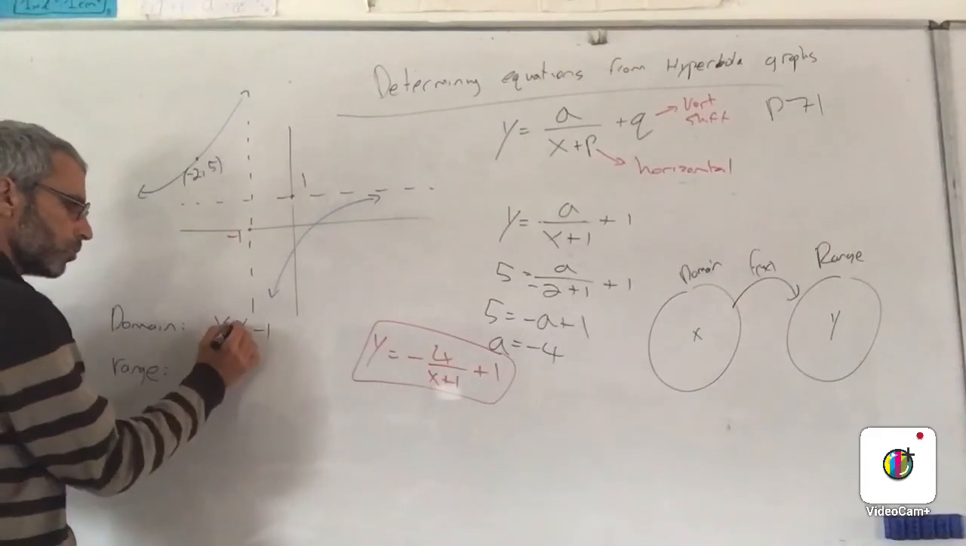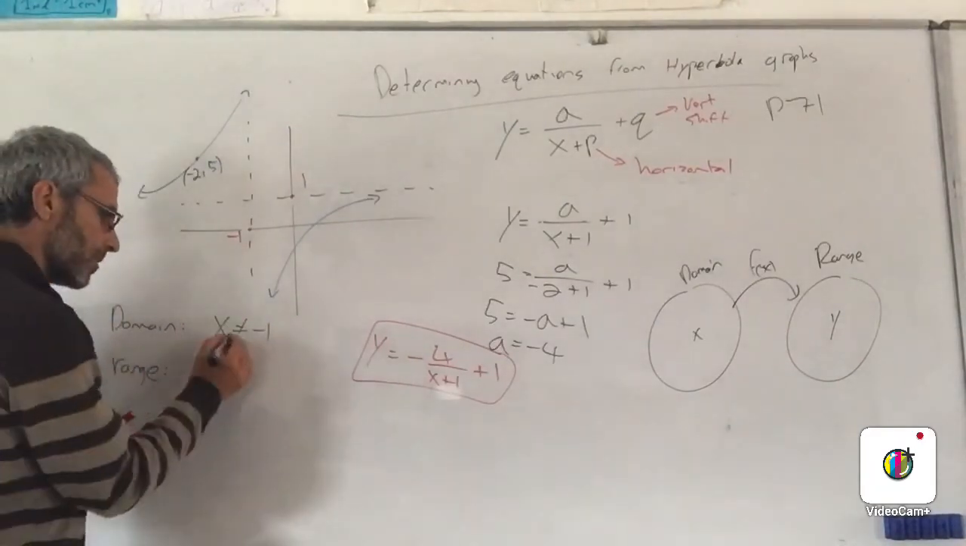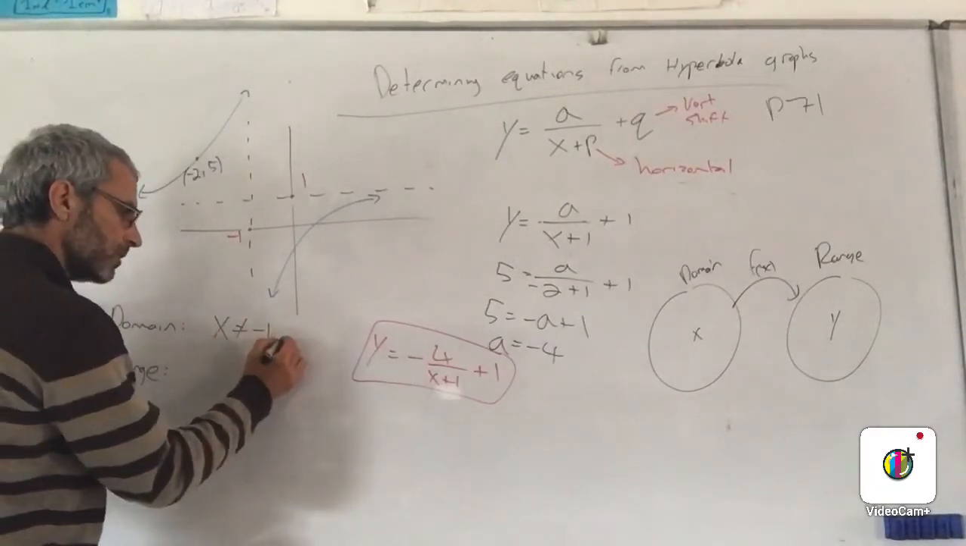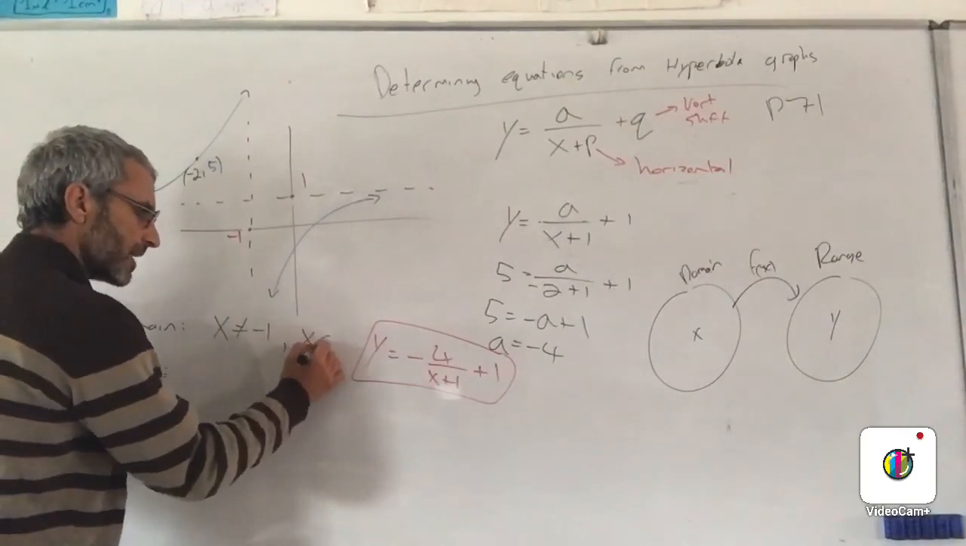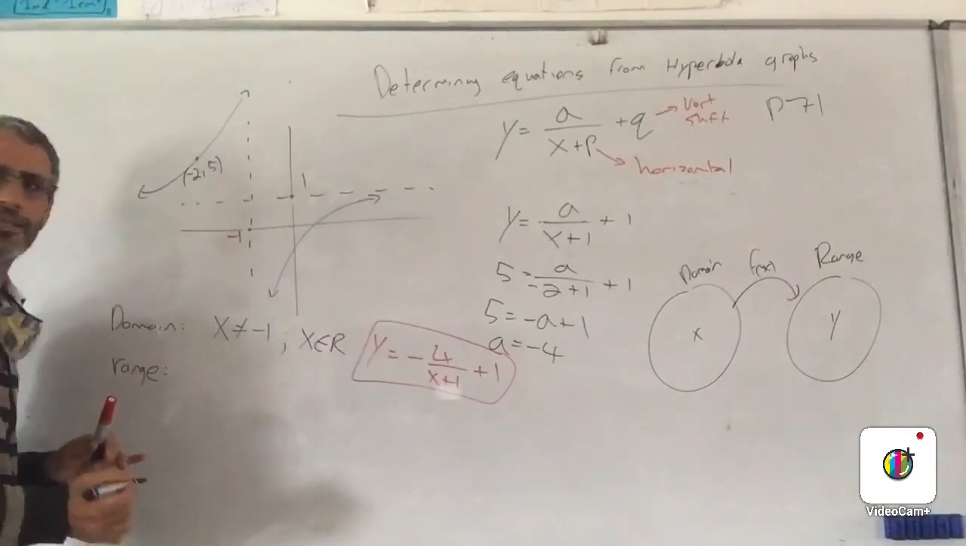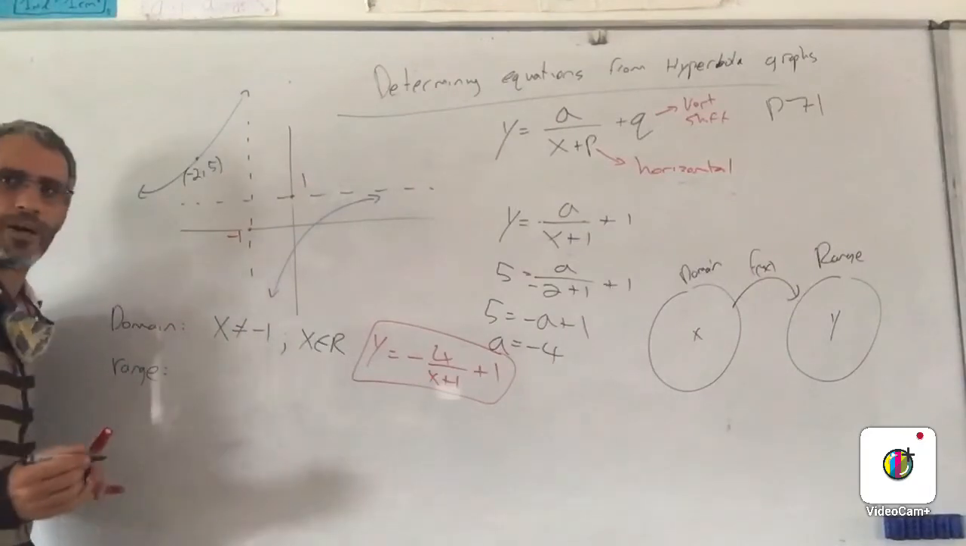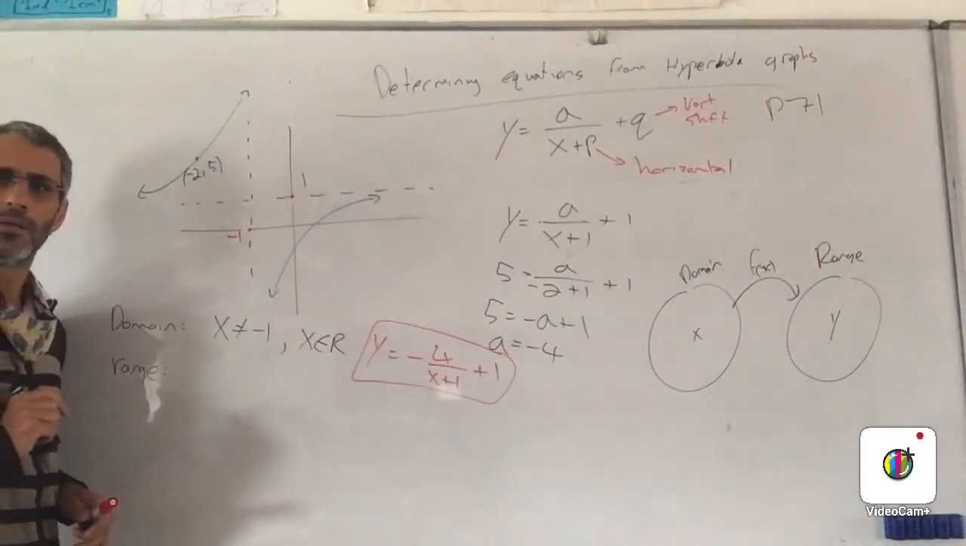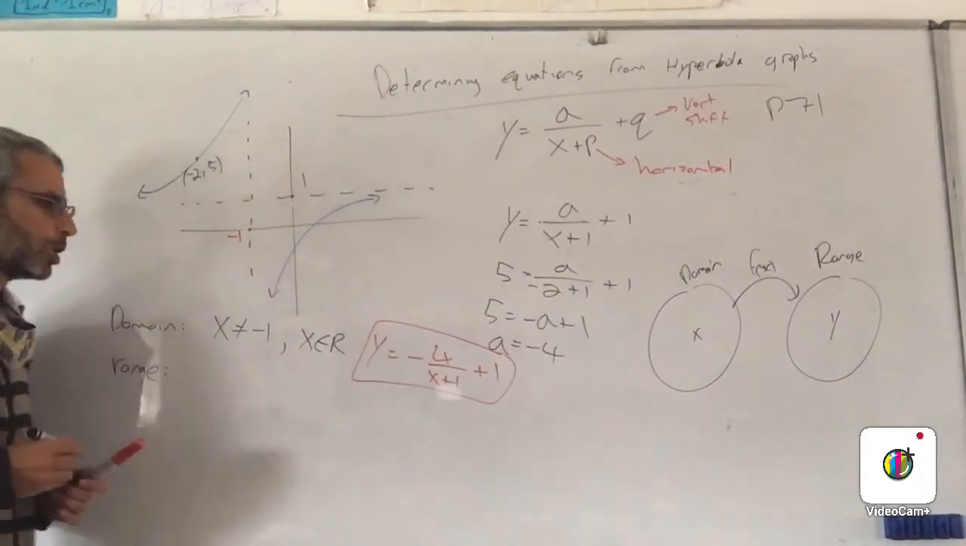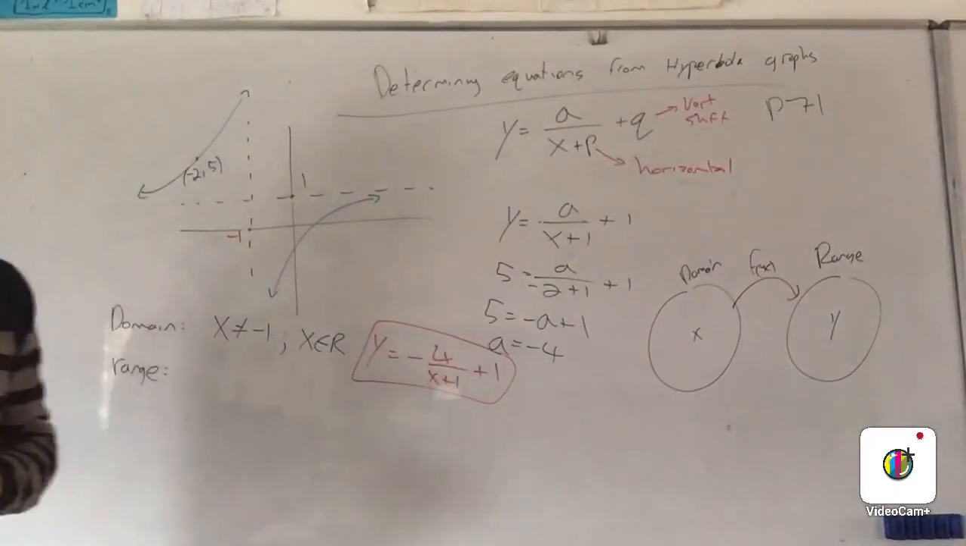In terms of exam requirement, you need to say x not equal to minus 1, but x belongs to R. So it's both of these things. In other words, you can take any real number except for minus 1. Now what about y?